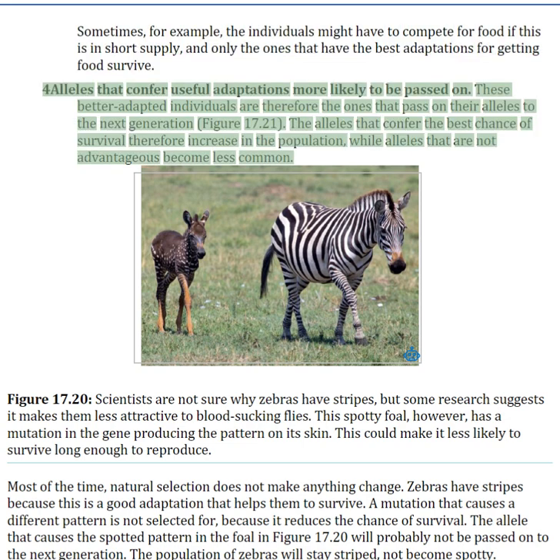4. Alleles that confer useful adaptations more likely to be passed on. These better adapted individuals are therefore the ones that pass on their alleles to the next generation. The alleles that confer the best chance of survival therefore increase in the population, while alleles that are not advantageous become less common.